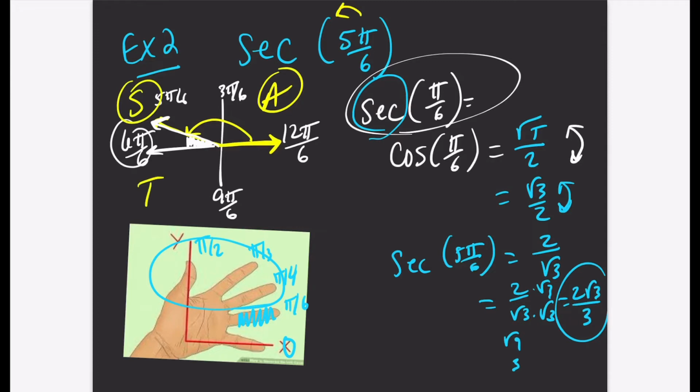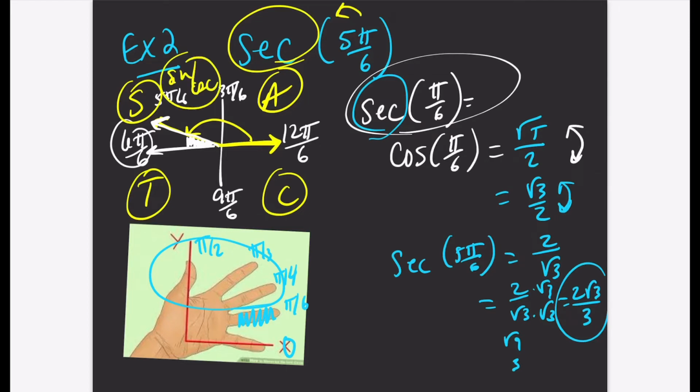All students take calculus. We are doing secant. And our angle landed in the second quadrant. And in the second quadrant, only sine and cosecant are positive. So therefore, our answer is negative. So negative 2 square root of 3 over 3.